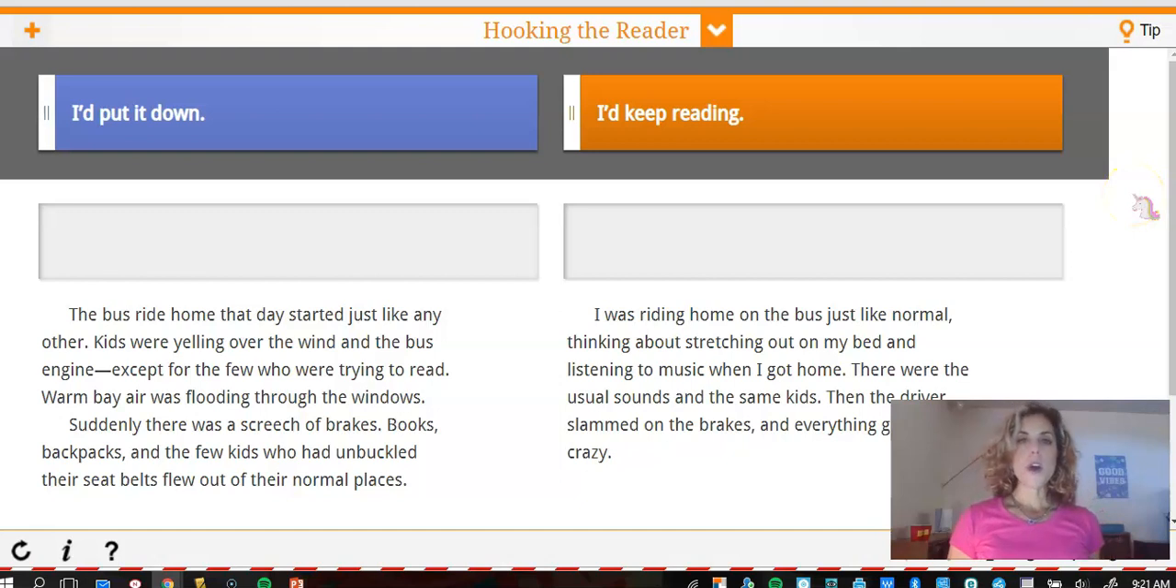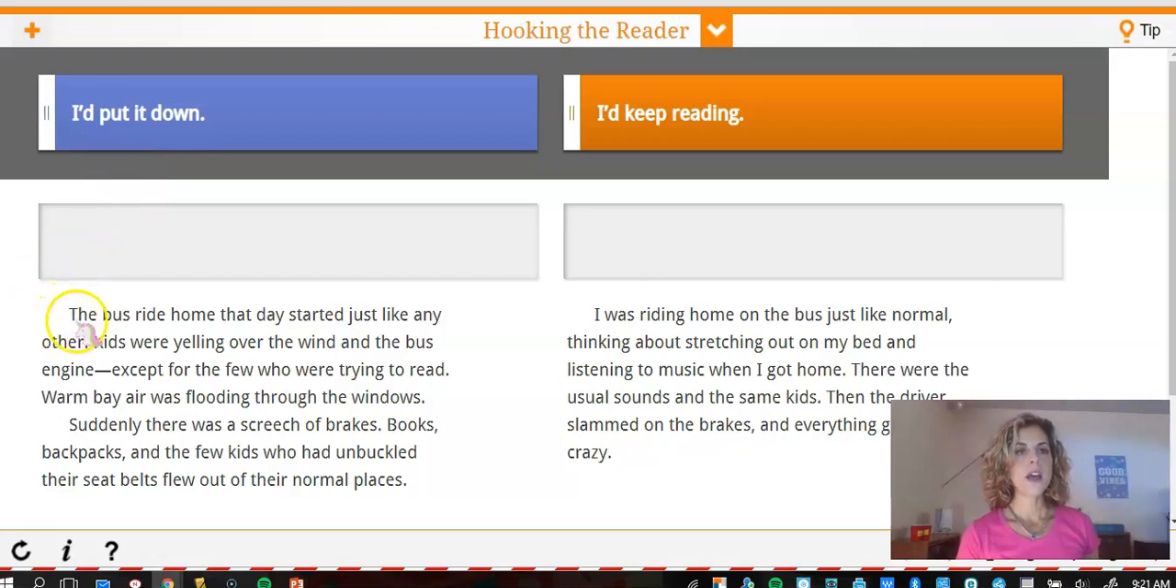So now we're going to talk about hooking the reader. We're going to read a couple introductions. So I want you to read these to yourselves and then decide. We're going to take a vote and see which one you guys would put down, which one you guys would keep reading. Actually, let's read it together.